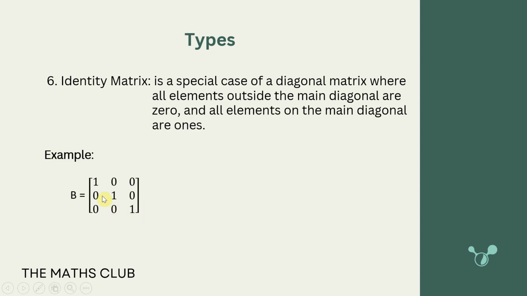So if you see this example here, first off it is a square matrix because you can see this is 3x3, and then it is a diagonal matrix because outside of the main diagonal every other element is 0. In the previous one we had something like 1 to 4, but in this case, whenever you have only ones on your main diagonal, then what you're dealing with is an identity matrix.